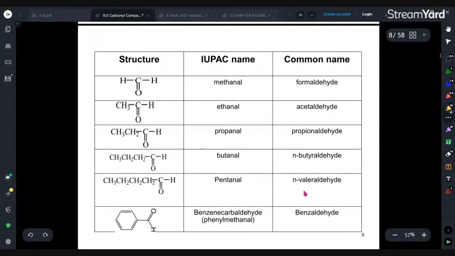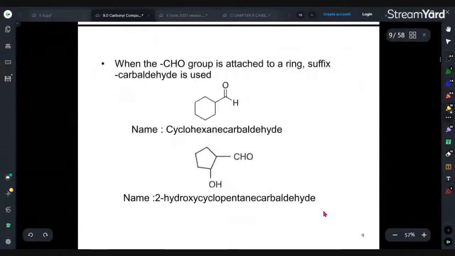Actually, it is quite common for carbonyl compounds to use the common name. For example, formaldehyde is methanal, and ethanal is acetaldehyde. And then the benzene ring, this is aromatic aldehyde. So this is benzaldehyde. If cyclic, this one is called cyclohexene carbaldehyde.